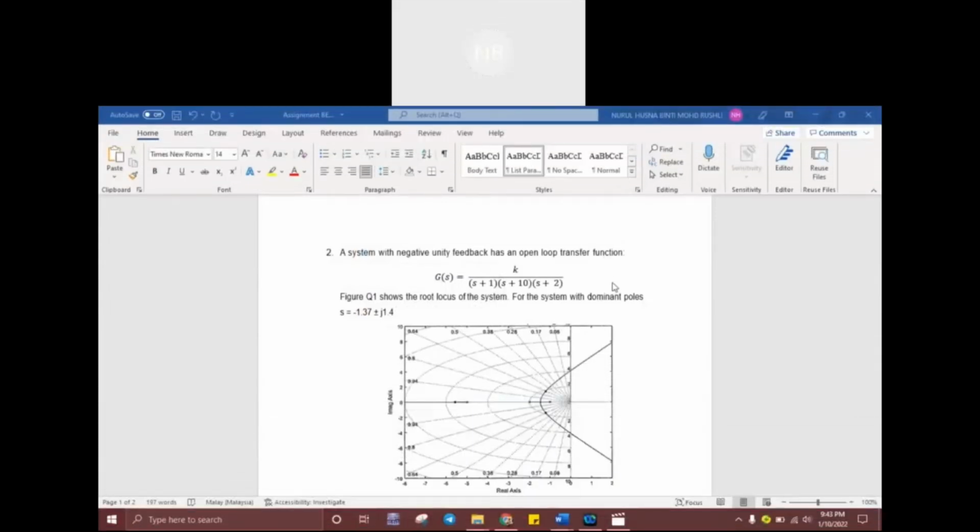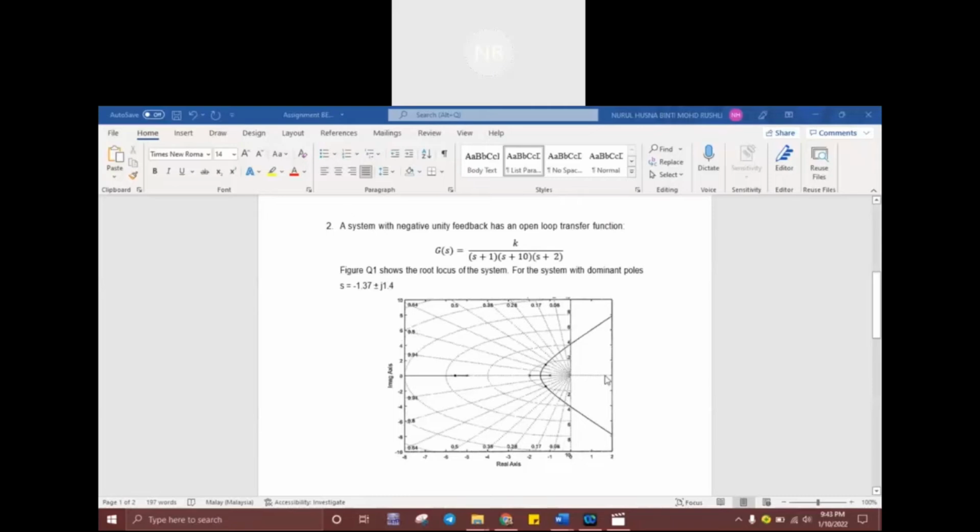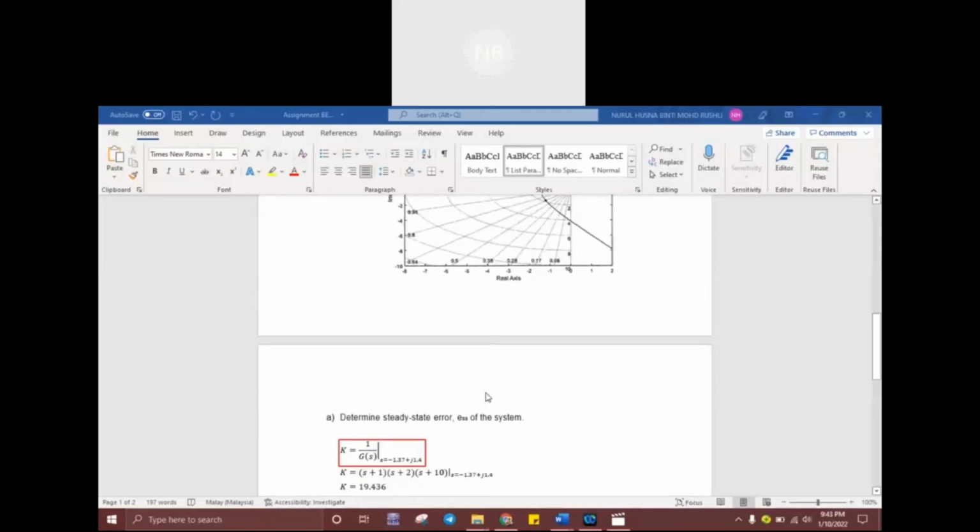Assalamualaikum, I am NURUL Husna and I will continue with question number 2. Question number 2 states that a system with negative unity feedback has an open loop transfer function G(s) equal to K divided by s plus 1, multiplied by s plus 10, and multiplied by s plus 2. Figure Q1 shows the root locus of the system, for the system with the dominant poles s equal to -1.37 plus or minus j 1.4. So this is the root locus of the system.